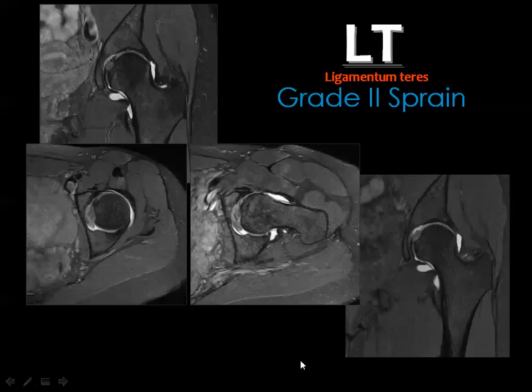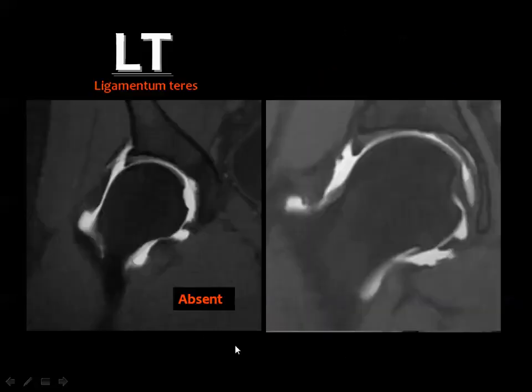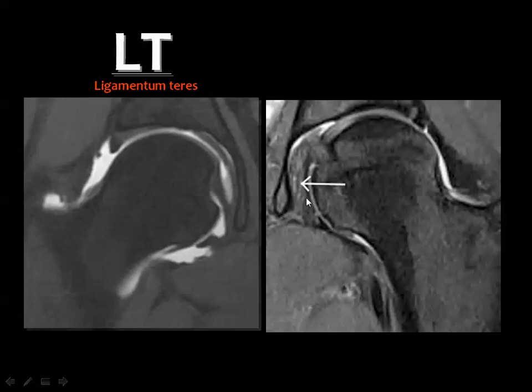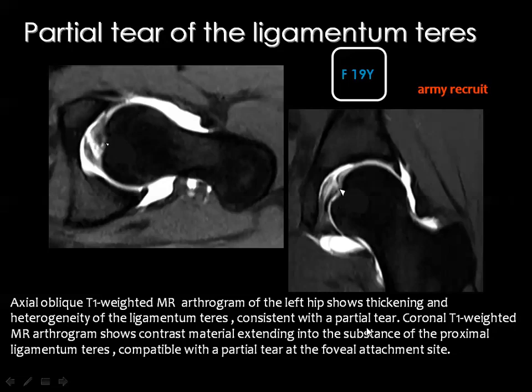Then if you look to the ligamentum teres here, and you see that the ligament is swollen and it's not of dark signal, and then you got degeneration or sprain of the ligamentum teres. And sometimes ligamentum teres is congenitally absent, like in this hip joint, compared with normal appearance of the ligamentum teres. And here is degeneration of the ligamentum teres, it's swollen and of gray signal compared to the normal one.